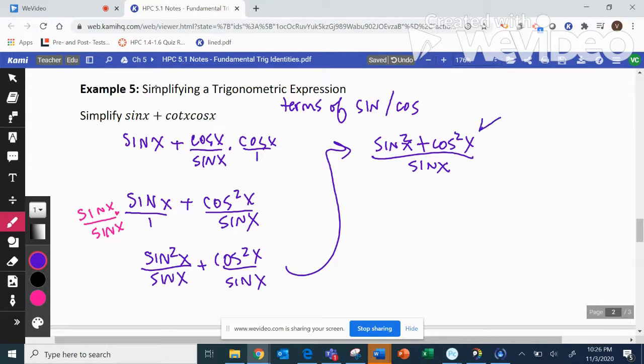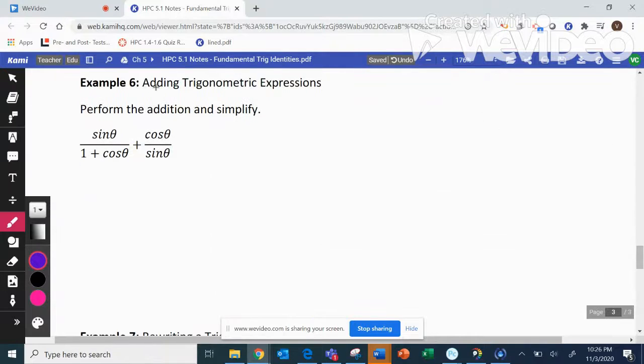And then this right here is the Pythagorean identity. That says sine squared x plus cosine squared x is 1, so we have 1 over sine x, and 1 over sine x is cosecant x. So you're not necessarily going to know what the answer is going to be until you just start fiddling around with it. And this comes with experience. So you have to try it. You can't just watch me do it a bunch of times and know what to do. You have to try it yourself.